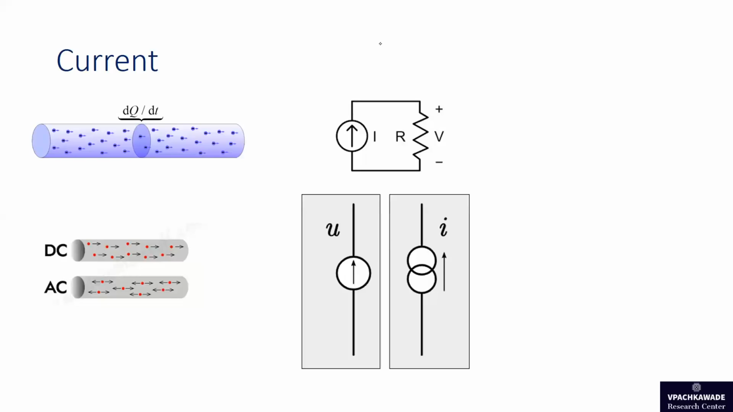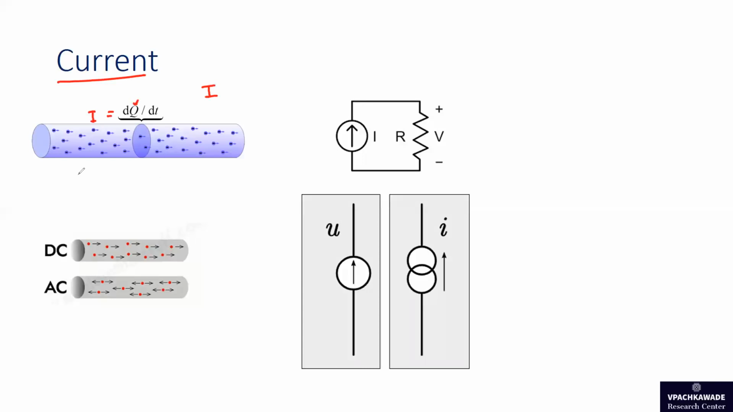All right, in this module, we talk about the current. It is an electrical quantity indicated by the letter I, and it is equal to the rate of change of electric charge, that is Q, with respect to time.